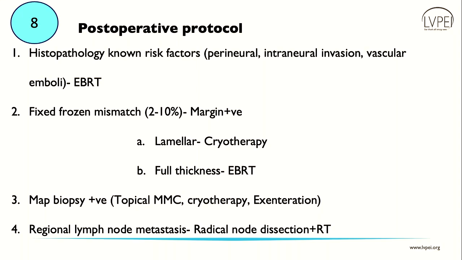So whenever there is margin positivity, we need to see whether it is a lamellar positivity or a full thickness positivity. If it is just lamellar, cryotherapy will help. For a full thickness positivity, we need to give EBRT. MAP biopsy positive, also we need to treat; topical MMC, cryotherapy, exenteration are the options. And as I said earlier, regional lymph node metastasis needs to be treated.